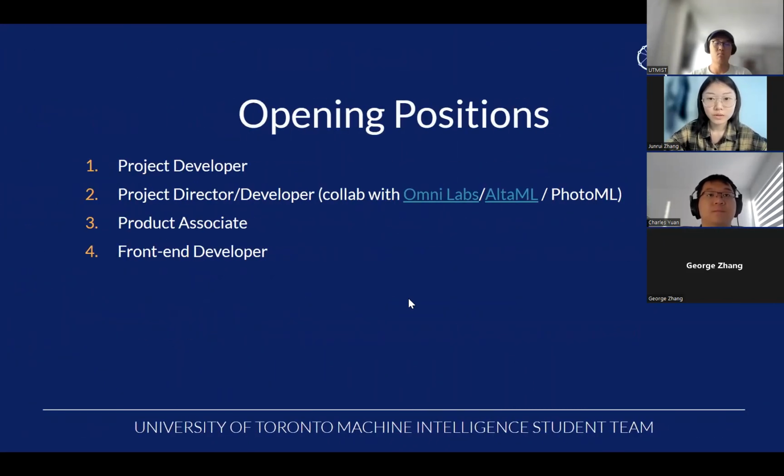We currently have 4 opening positions. Of course, the project developer for the 7 projects I mentioned on the last slide. And we're also hiring both project directors and developers for the 2 startup projects, which will be the Omni AutoML and PhotoML. But once again, the details will come later this month. And we're also hiring product associates and front-end developers. Stephen will be talking more about these 2 roles.